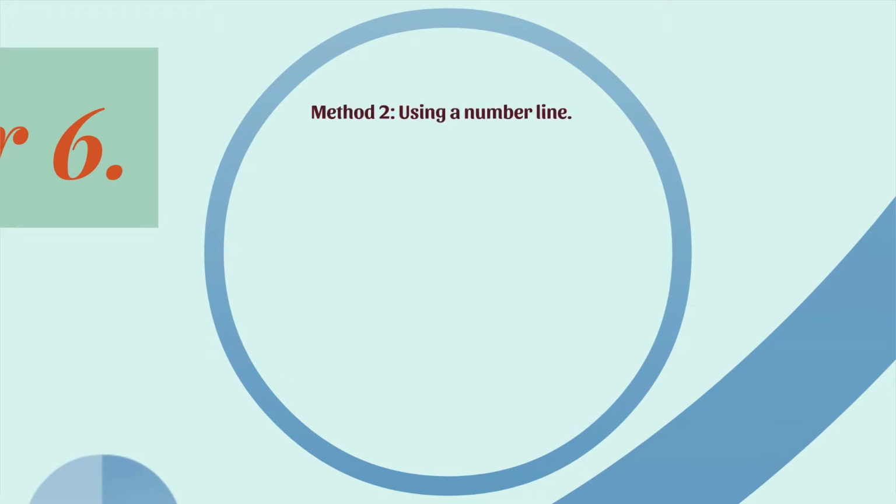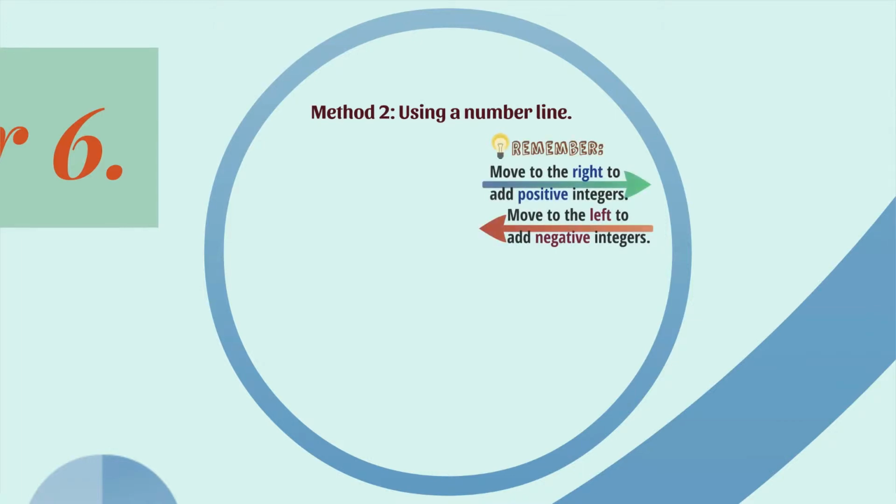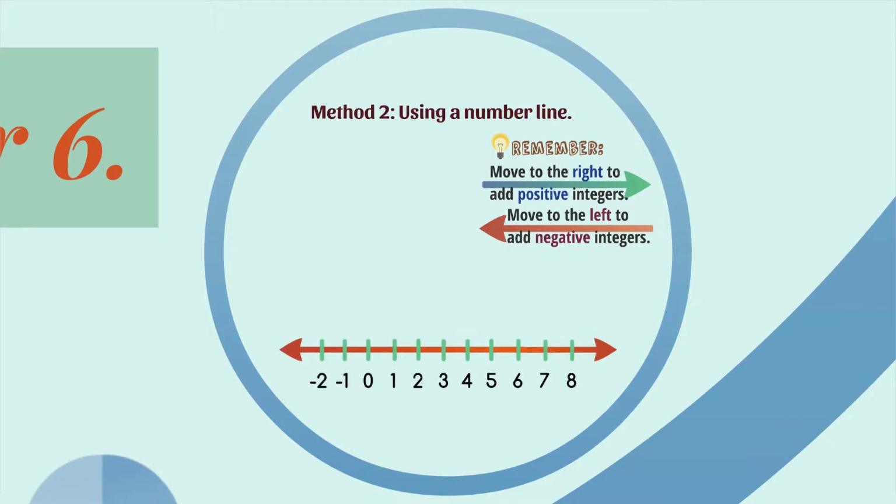The second method is by using the number line. You know what a number line is, right? Then you should know that we move to the right to add positive integers and to the left to add negative integers. Let's solve positive 5 plus positive 1 again. So here's the number line. To represent positive 5, we move 5 units from 0 to the right.